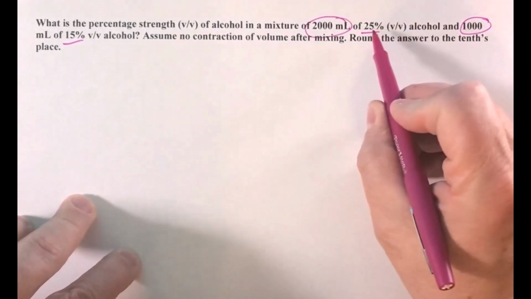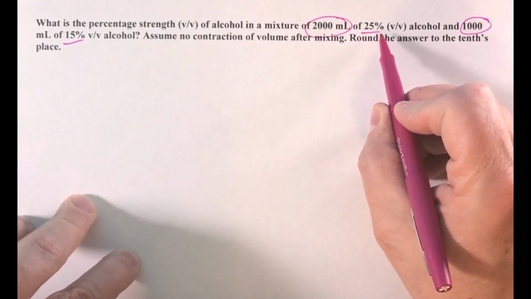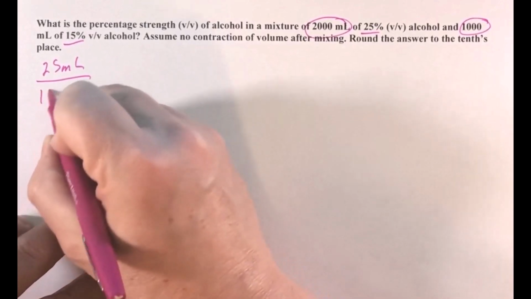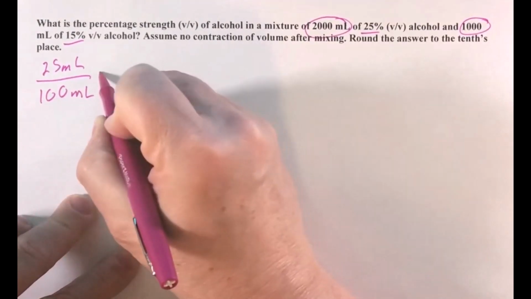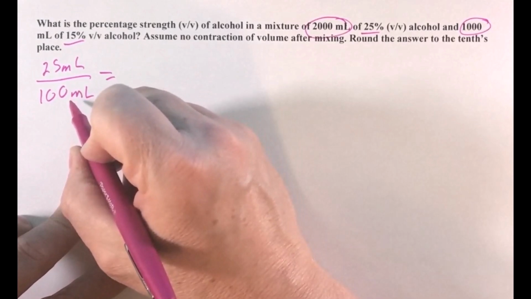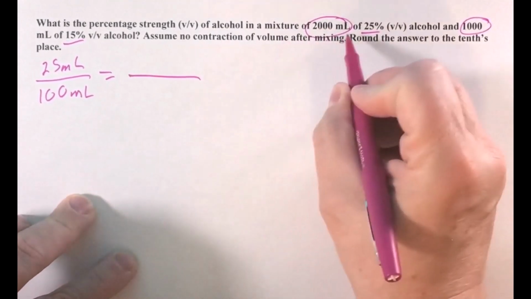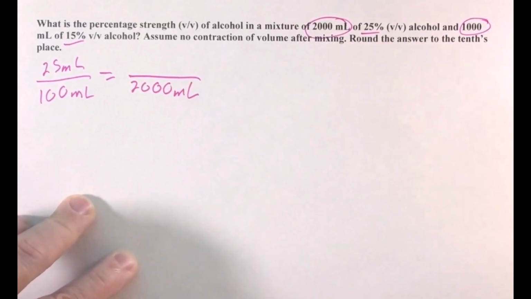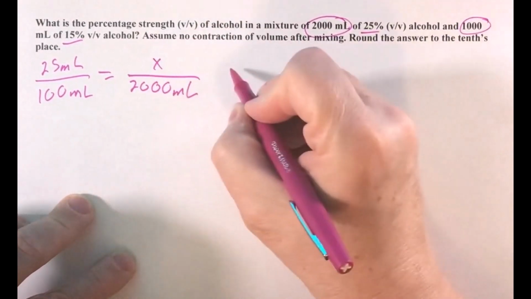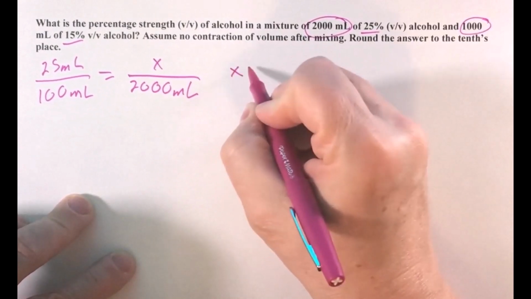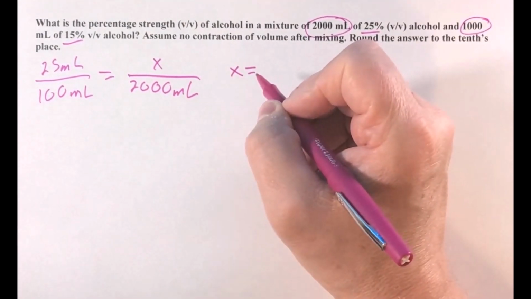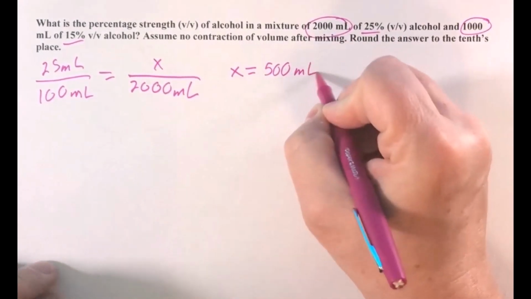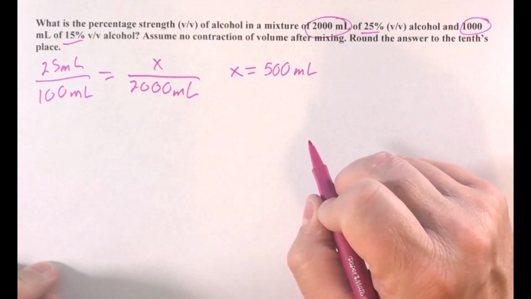Okay, so 25% concentration, that's 25 milliliters per 100 milliliters is another way to express that. Well, if there's 25 milliliters for every 100 milliliters, we need to determine how much it would be for 2,000 milliliters. We'll put in X here, and we'll do our basic algebra and solve for X. We should get 500 milliliters of alcohol in the 2,000 milliliter solution.